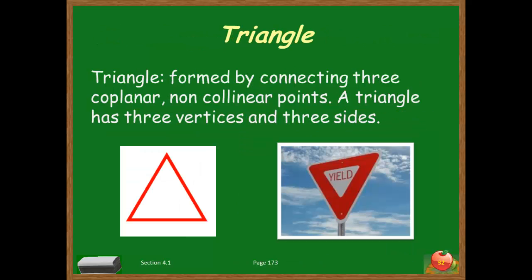A triangle is formed by connecting three coplanar, non-collinear points. A triangle has three vertices and three sides. This yield sign is a triangle. Triangle.